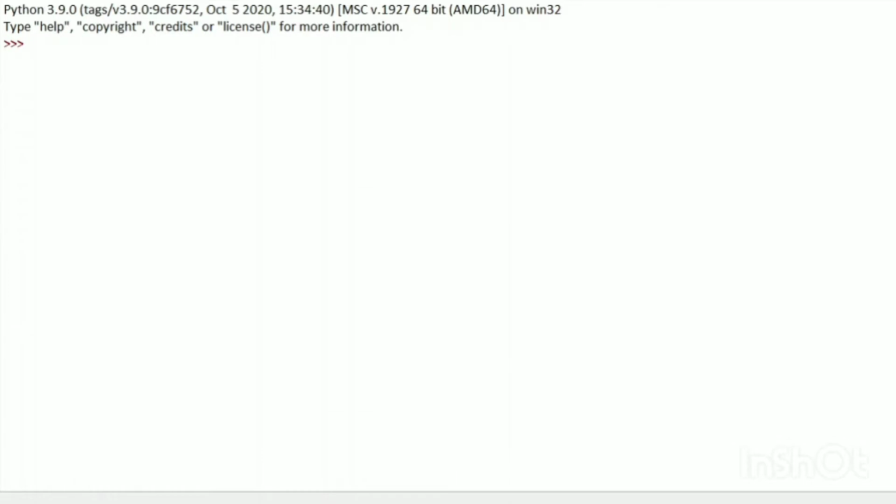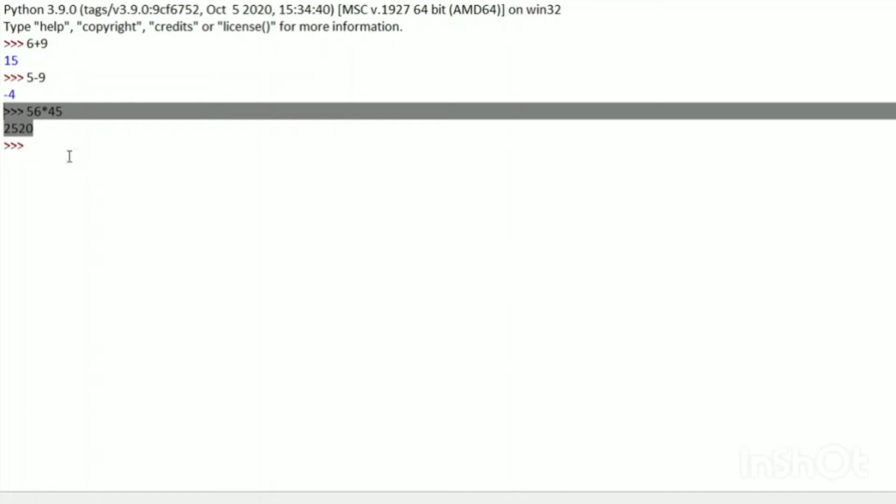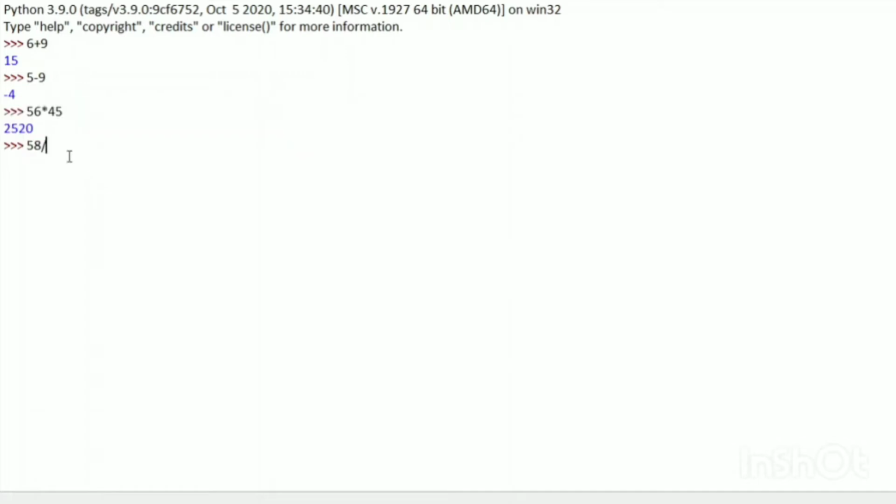So let's get started. Numbers are very important in any programming language. You can use Python shell or IDLE as a calculator. You can add two numbers, you can subtract two numbers. You can also multiply two numbers by using this asterisk sign, or star, and it will give you the answer. And then you can also divide two numbers by using this slash sign.